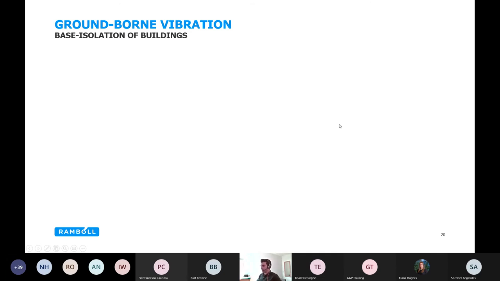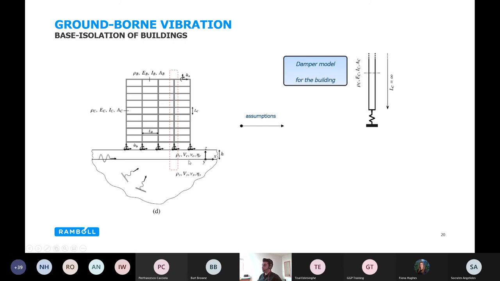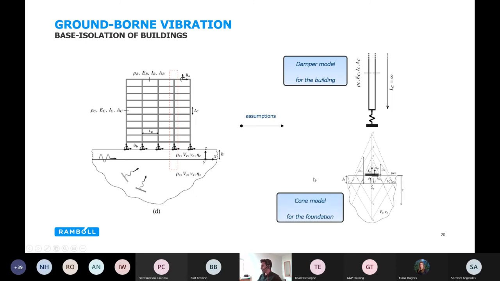I won't go into too much detail on this for time restrictions, but I just want to mention that basically, looking at this one isolated column, we can make some assumption. We can say that all the vibrational energy entering in this column is dissipated throughout the building, such that no reflection occurs. And we can regard this column as a damper if we also neglect the influence of the bending response of the floors. And we can use also simplified models that are well known in earthquake engineering for the rigid footing on the slab foundation overlying the half space, which is the cone model of Wolf.